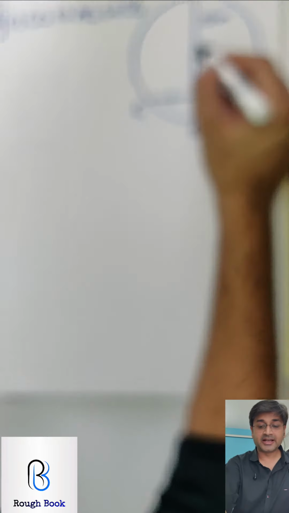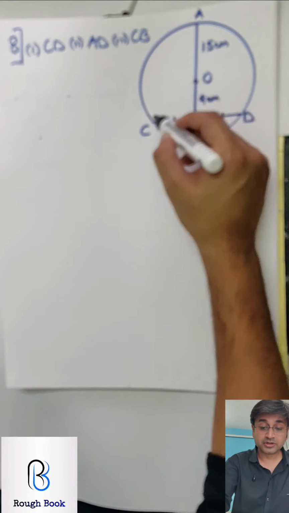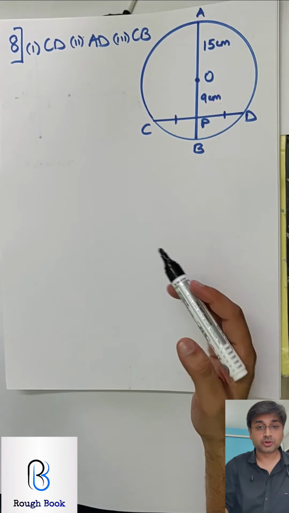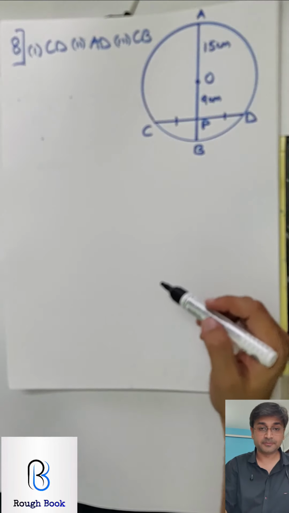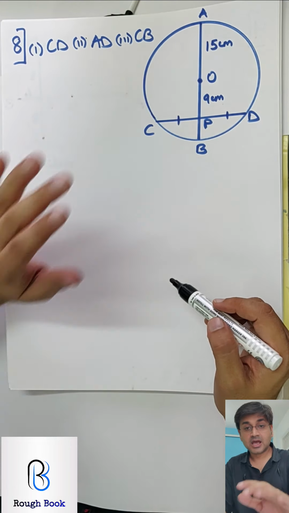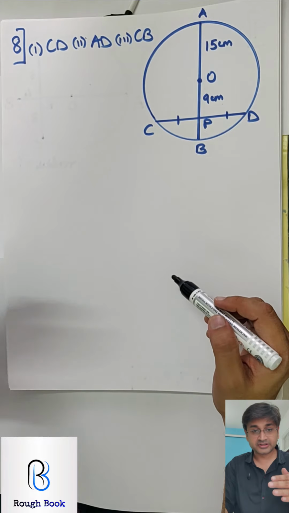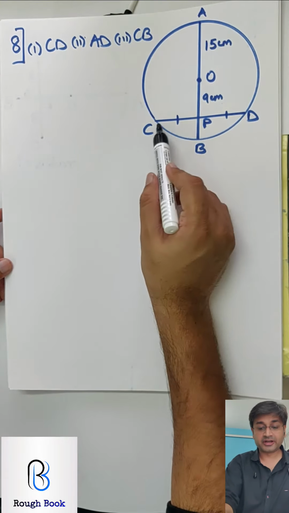You've been given OA as 15. OA is what? Radius. So therefore even OC will be 15, OB also will be 15. If OB is 15 and OP is 9, how much is PB? 15 minus 9. So this will be 6. I'm just preparing you, giving you hints so you can manage it. First target CD. So get half of it and then double it.